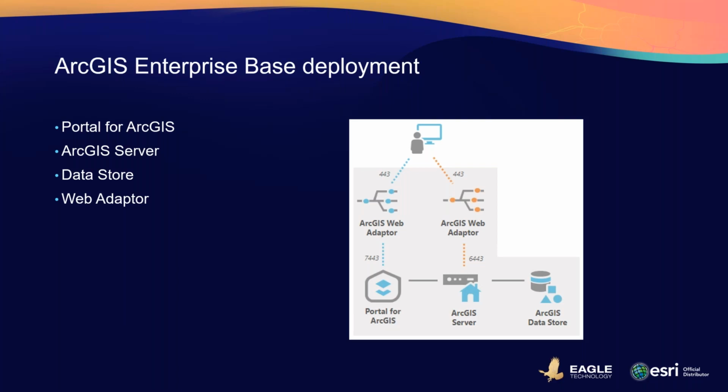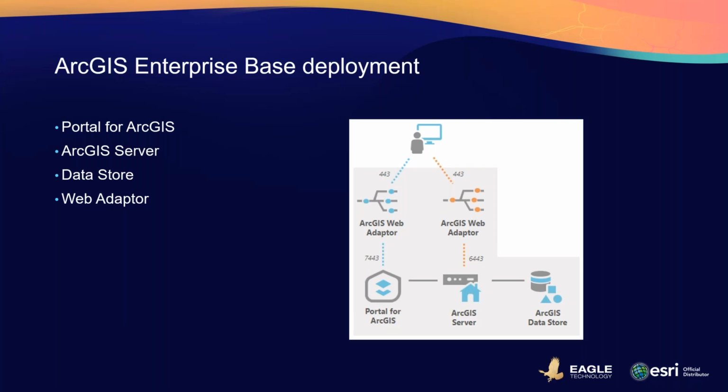Perfect. So once we've identified the architecture that we need for our deployment, and then gone through what installation process we're going to use, it's time for us to deploy ArcGIS Enterprise. And what you'll hear a lot of the time in the documentation especially is the term ArcGIS Enterprise Base deployment. That means the minimum components to set up for an ArcGIS Enterprise deployment, and it consists of 4 key aspects: your portal, your server, your data store, and your web adapter.